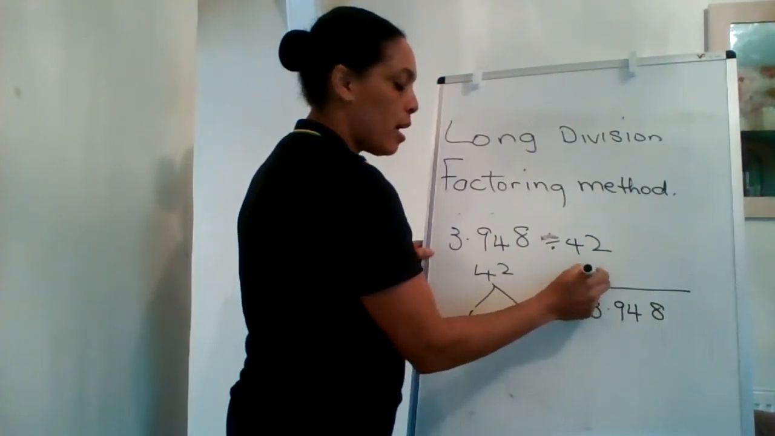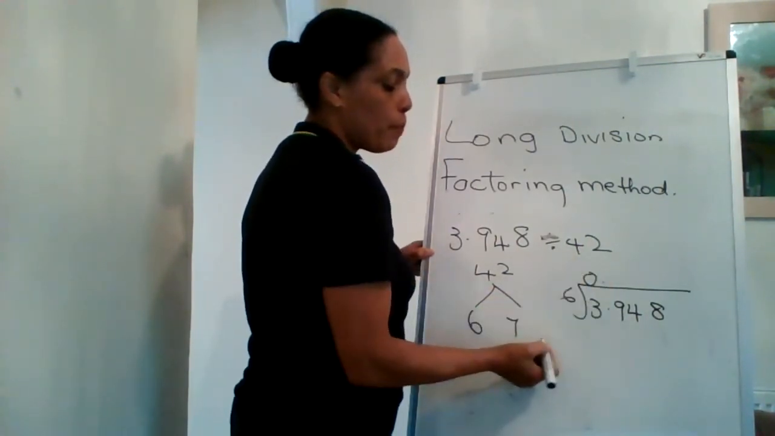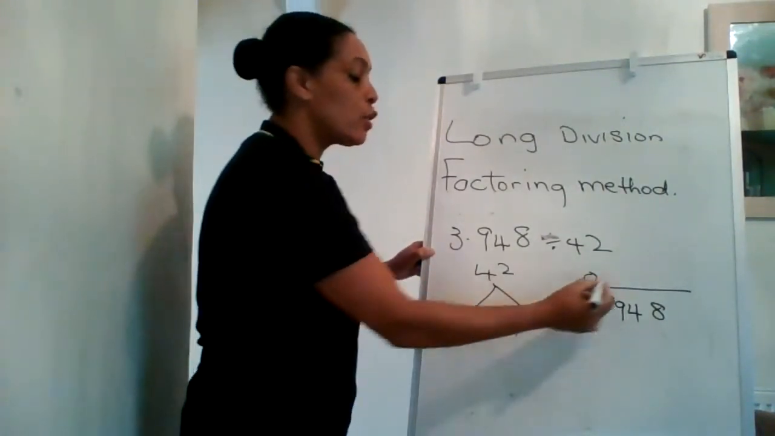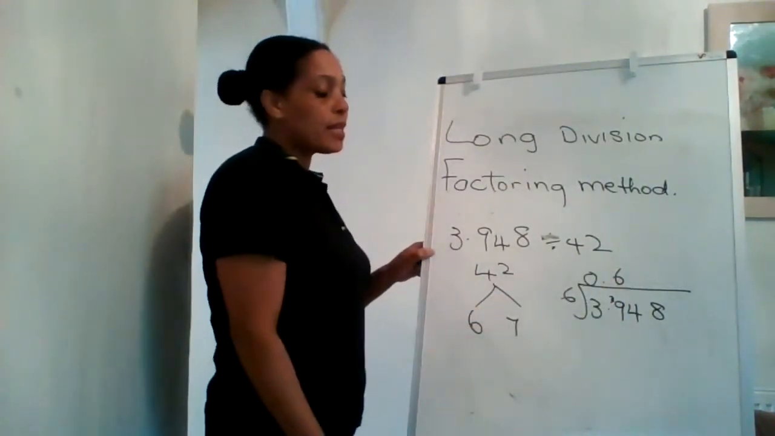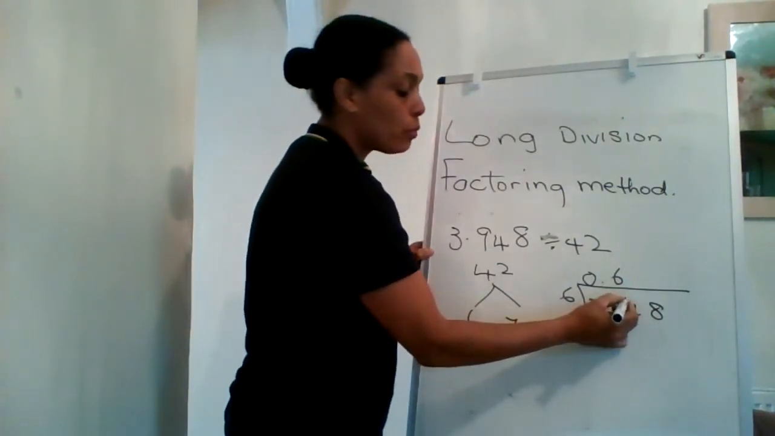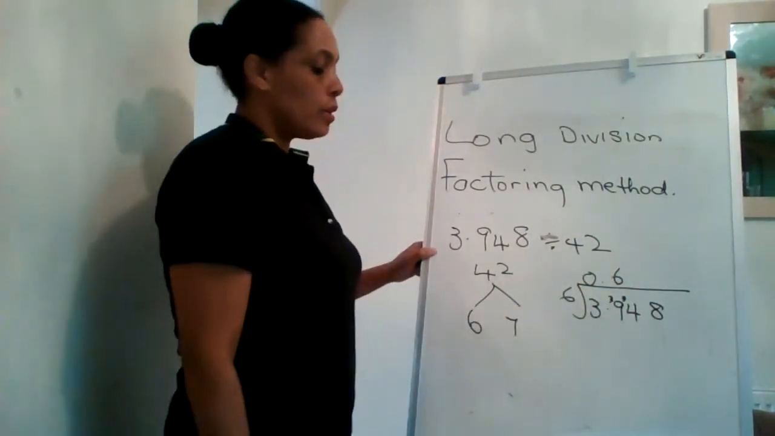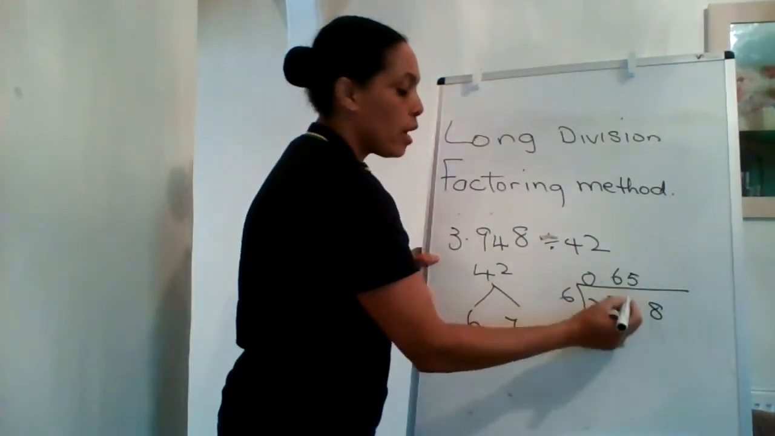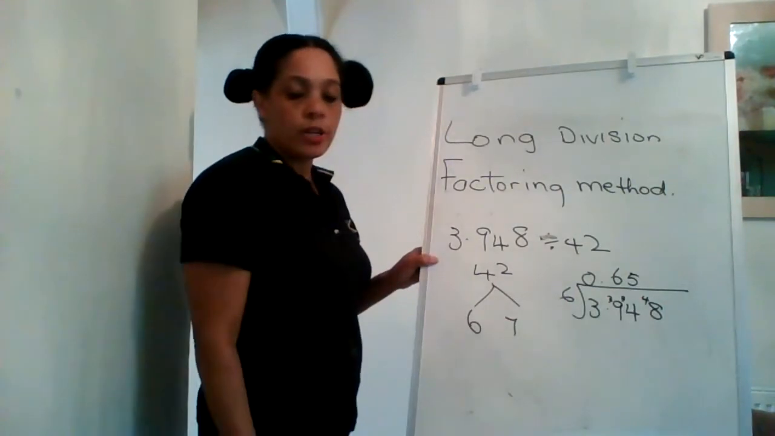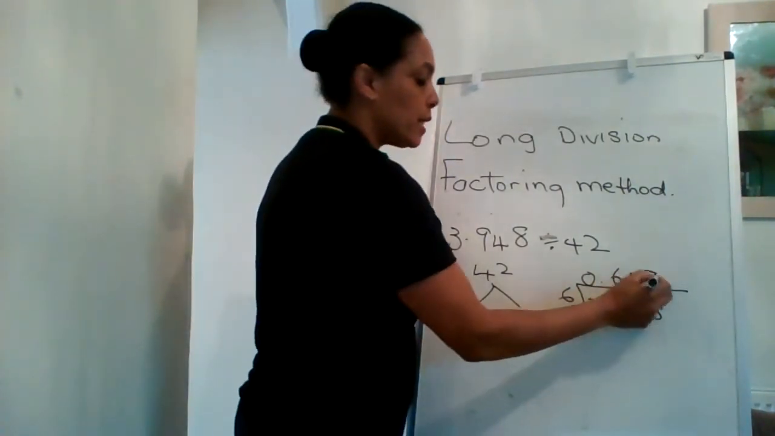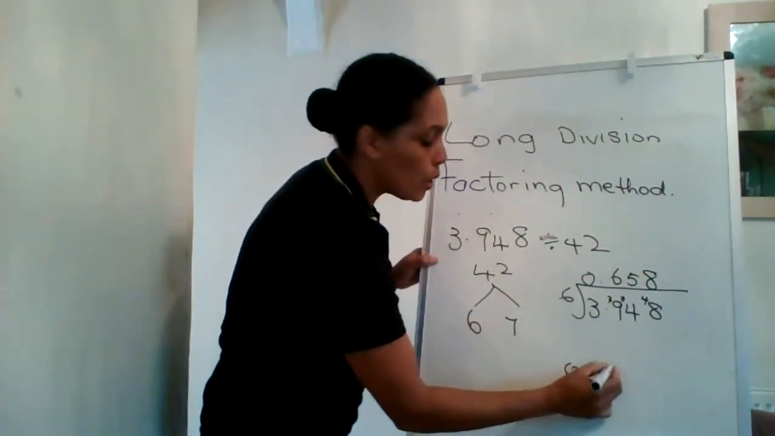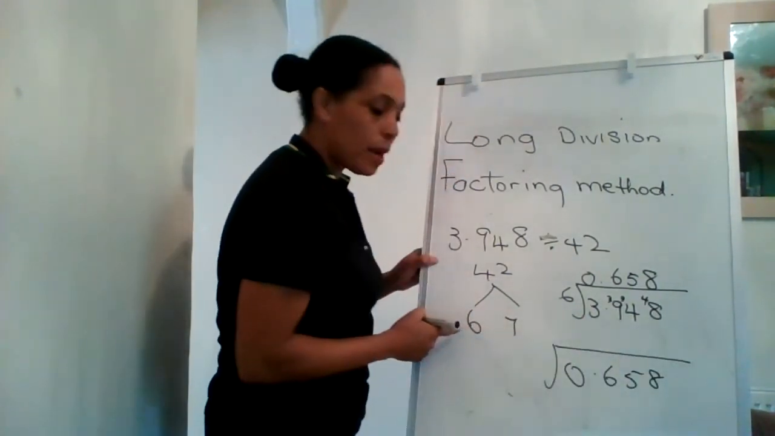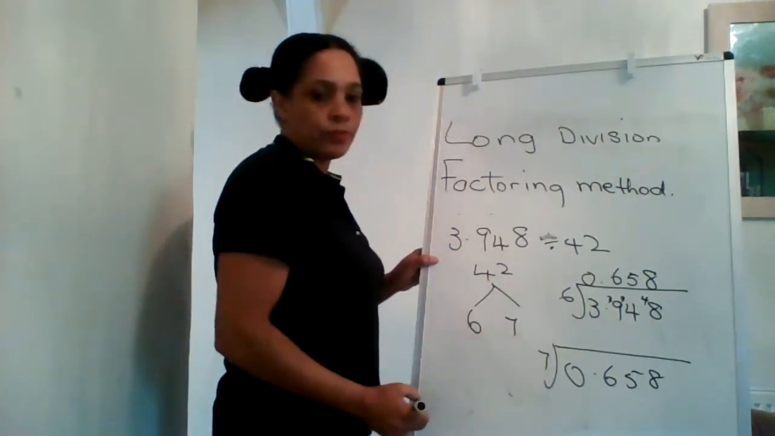6 into 3, I can't. I put a 0, I put back my point, and my 3 can go there. 6 into 39 is going to give us 6 times, because 6 times 6 is 36. I'm going to be left with 3 there. 6 5s are 30, so I'm going to have 5 times, but I'm going to have 4 left over. 6 into 48 is 8. So I have 0.658.